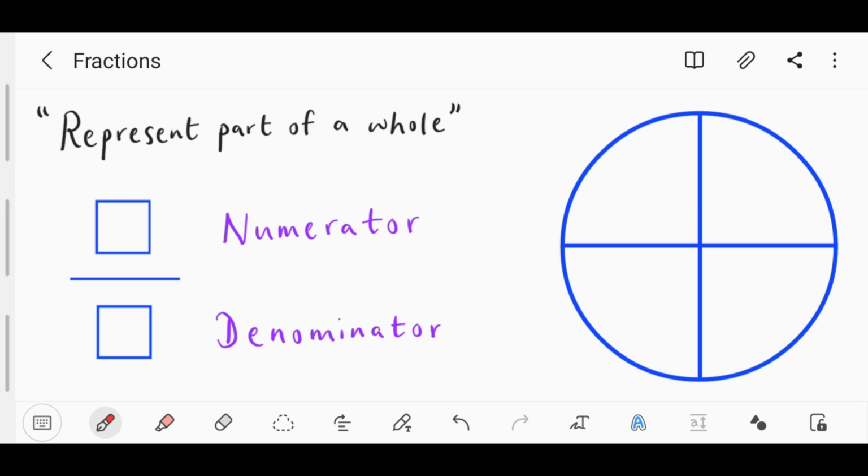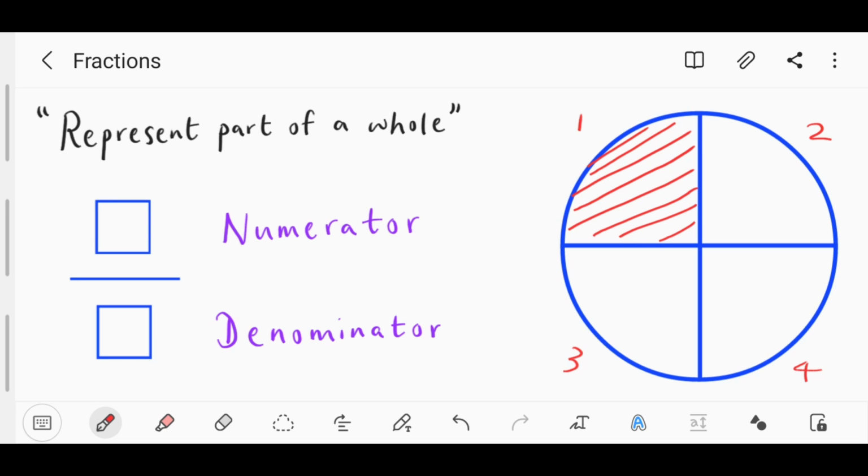Today we'll be discussing fractions. So first of all, what is a fraction? A fraction is basically a number that represents part of a whole. So if we look at this circle over here, we can see that it has been divided into 4 equal parts. So I'm going to go ahead and color one of these parts.